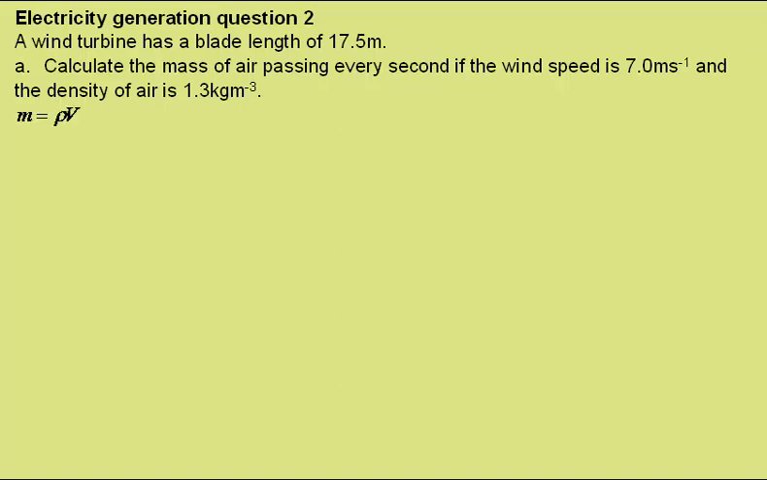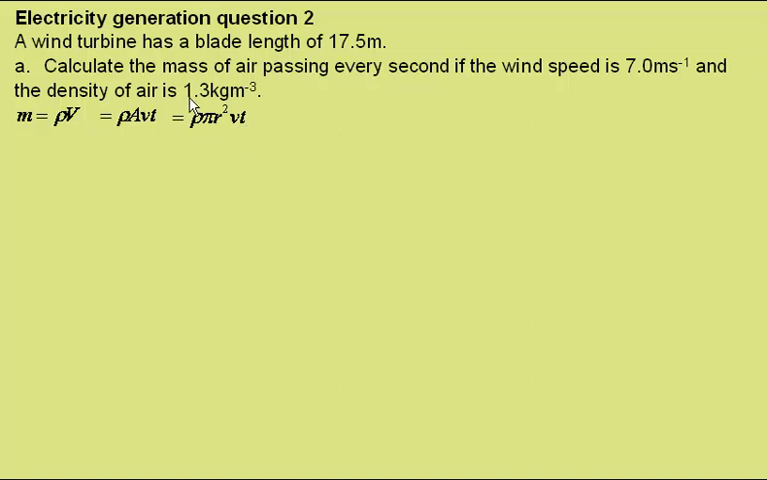Well, from the datasheet we get that the mass of air will be equal to the density multiplied by the volume. And the volume in this case is given by the area swept out by the blades multiplied by the speed of the air multiplied by the time taken. The area swept out by the blades will be a circle of area pi times the radius of the circle, or the blade length, squared. So we get that the mass of air is equal to density multiplied by pi multiplied by the radius or blade length squared multiplied by the speed of the air and multiplied by the time.